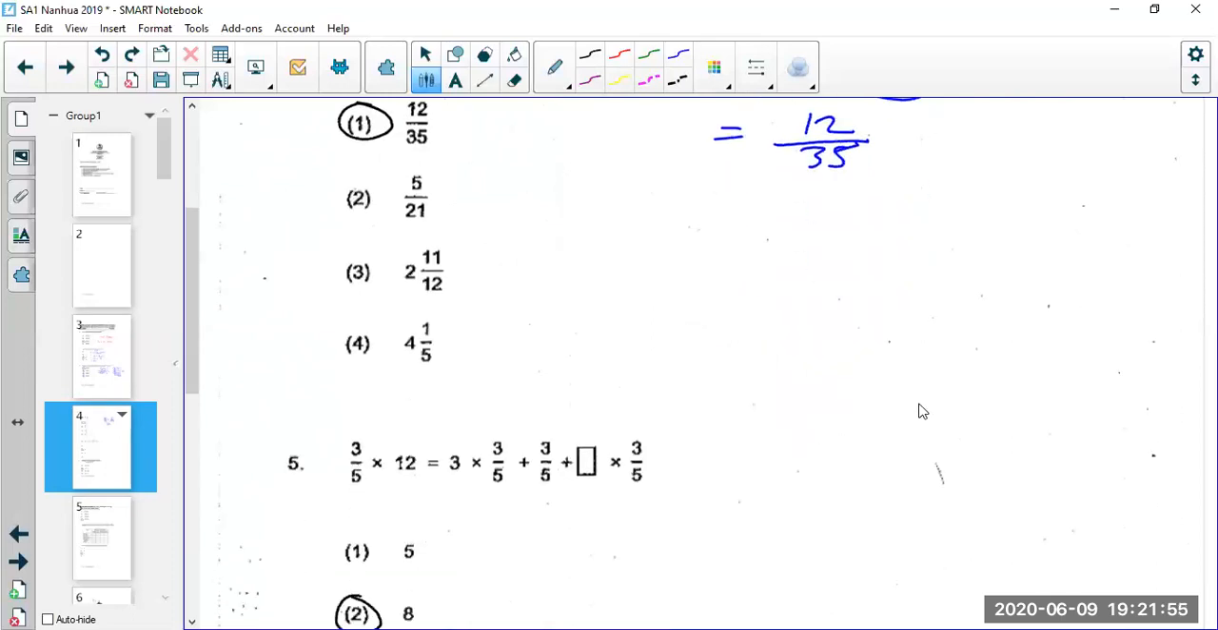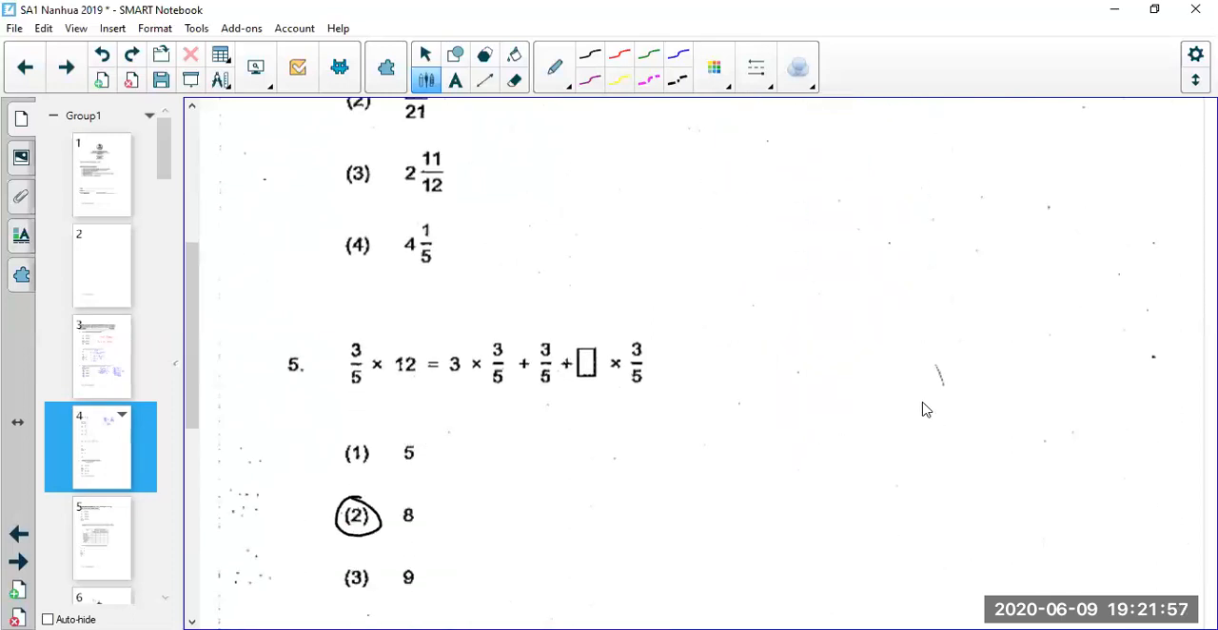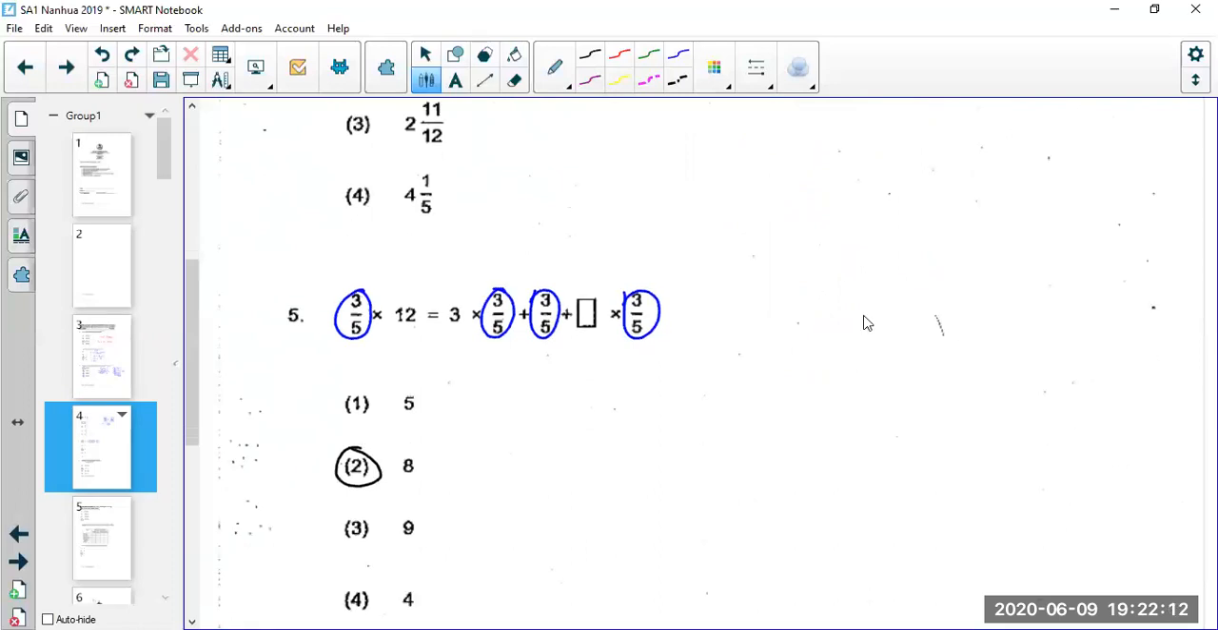Next one. This one may be a little complicated, but actually there's a shortcut. Can you see the same number? There's 3p, and here also 3p, here also 3p, and here also 3p. When you see the same, it means what? How many in a group? How many things, how many boys, how many cars in a group? So what is 3p? How many inside one group? Then how many groups are there? You look at the 12. 12 times 3p means 12 groups of 3p.